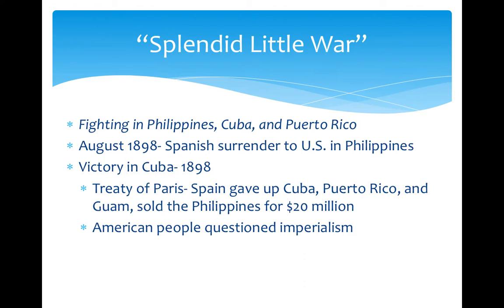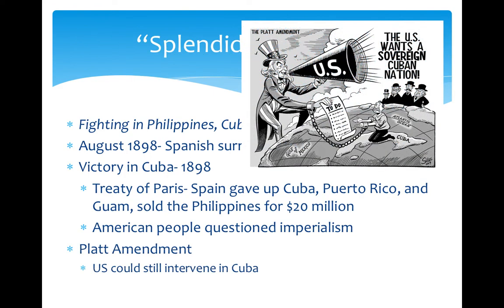But the American people start to question imperialism. You'll have people like Mark Twain, Andrew Carnegie, and others that will start to say, William Jennings Bryan as well, that the imperialism of America taking over these nations goes against the Declaration of Independence. And that the Declaration of Independence is all about freedom and all about taking out tyrants, but we're becoming that tyrant. The Platt Amendment, as I mentioned previously, the U.S. could still intervene in Cuba.